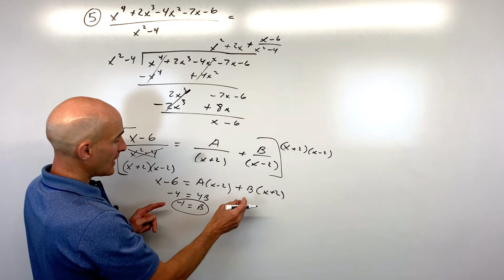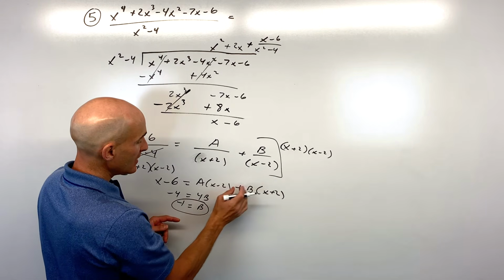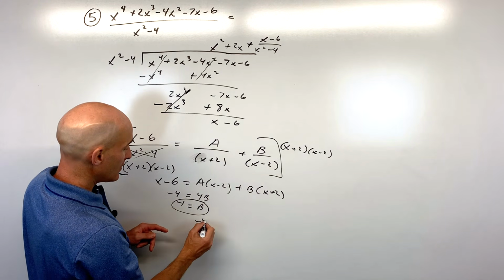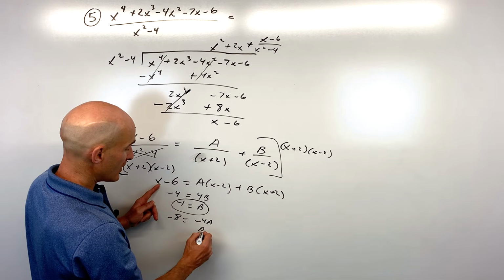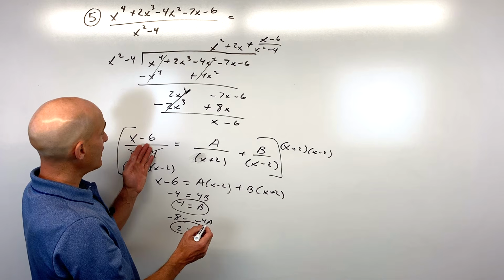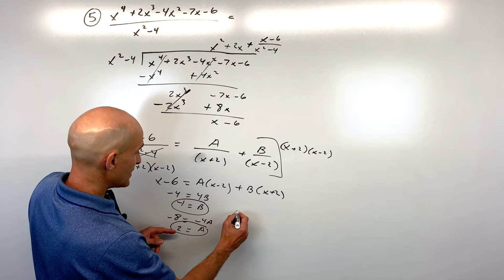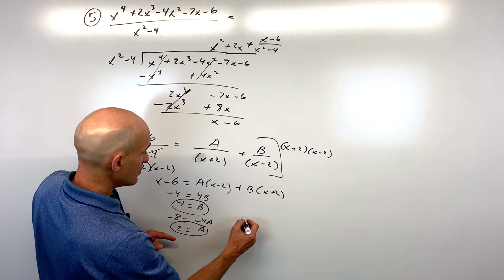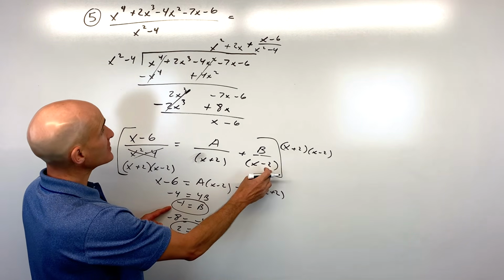And if we let x equal negative 2, that's going to make this group 0. So that's going to be negative 4A is equal to negative 8, divided by negative 4. And you can see that A is equal to positive 2. So that means that this fraction here is actually equal to A, which is 2 over x plus 2, plus negative 1 over x minus 2.